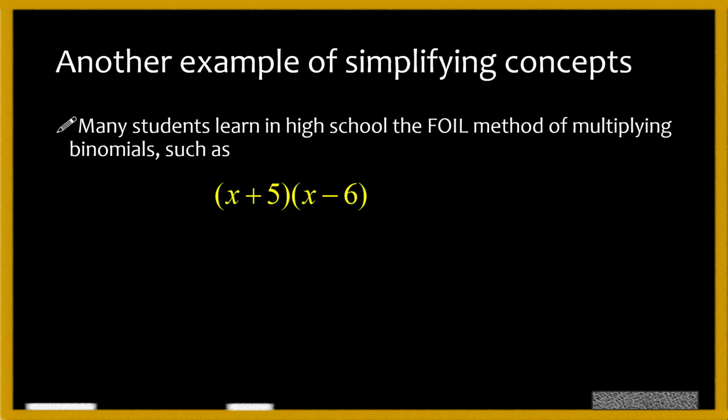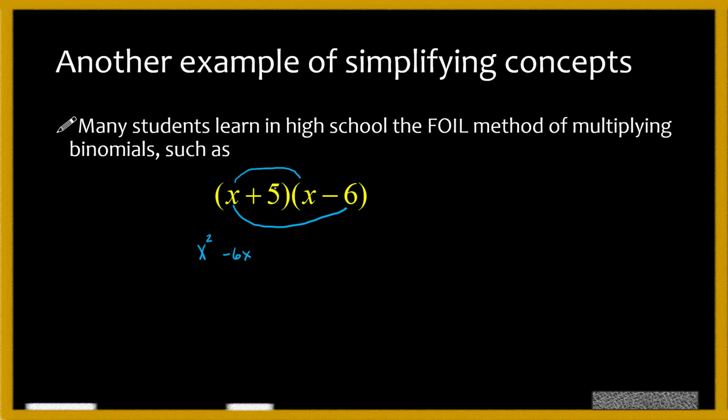Many students learn in high school the FOIL method of multiplying binomials, such as x plus 5 times x minus 6. So I'm going to go through and demonstrate how this works. The FOIL method stood for first, outside, inside, last. The first meant to take the first term in both parentheses and multiply them together. So x times x gave me x squared. The outside meant to take the outside terms of each parenthesis, so that would be x times minus 6, or minus 6x.